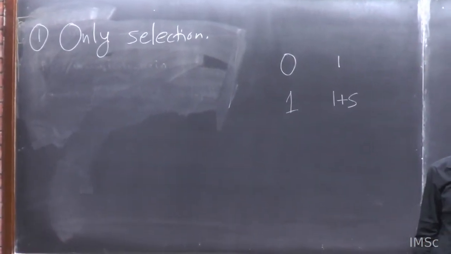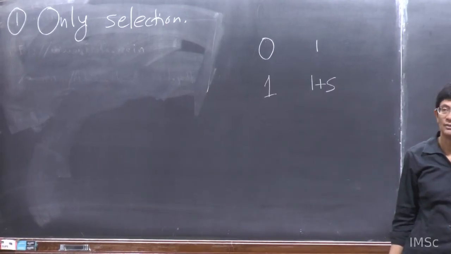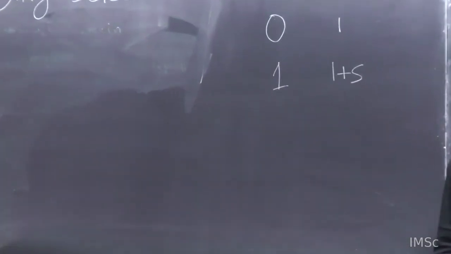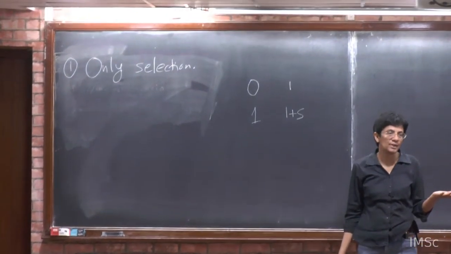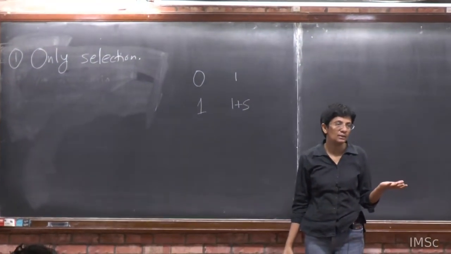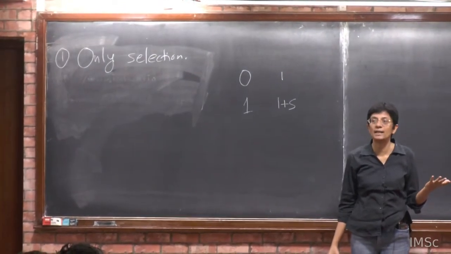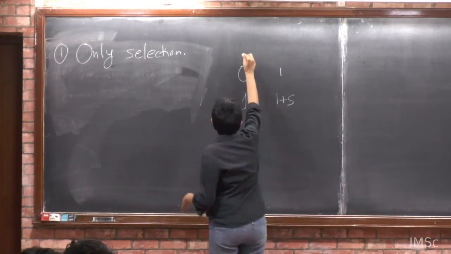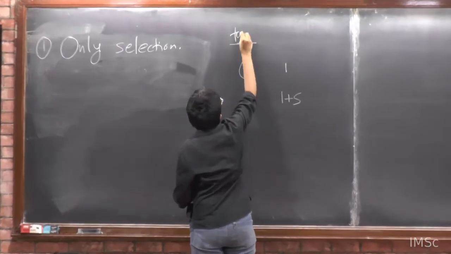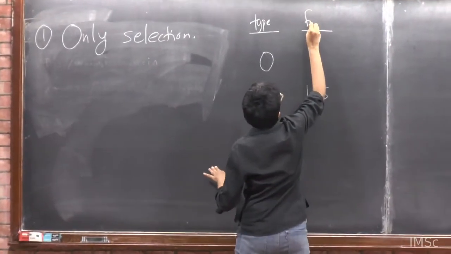If S is 0, what is this model? Then fitness is equal. So, that is a neutral case, right. That means there is no selection then. So, this is the type and this is the fitness.